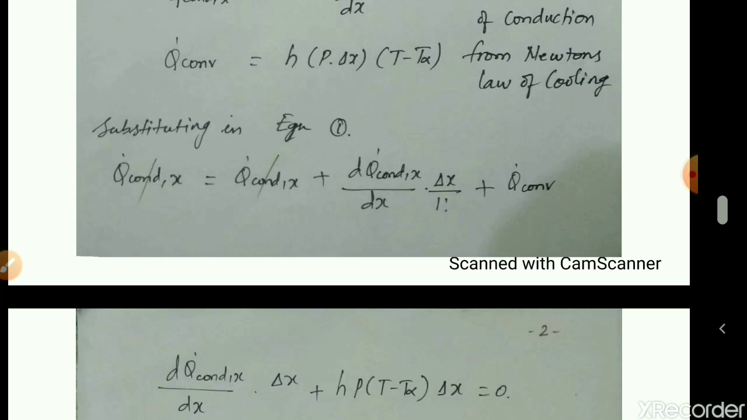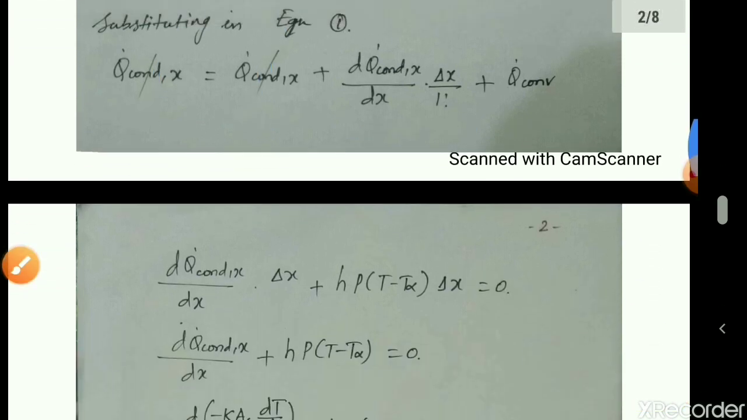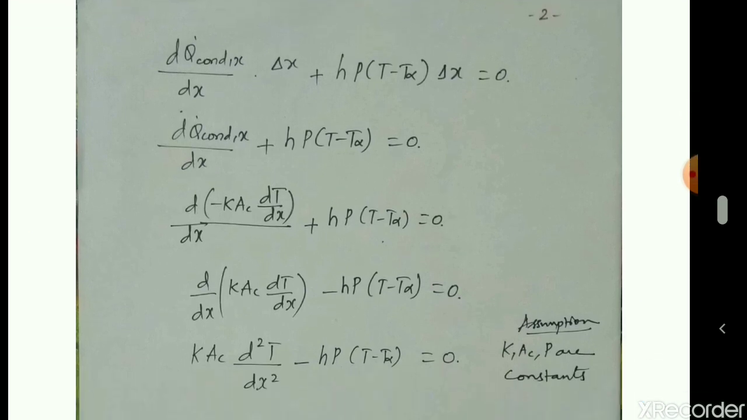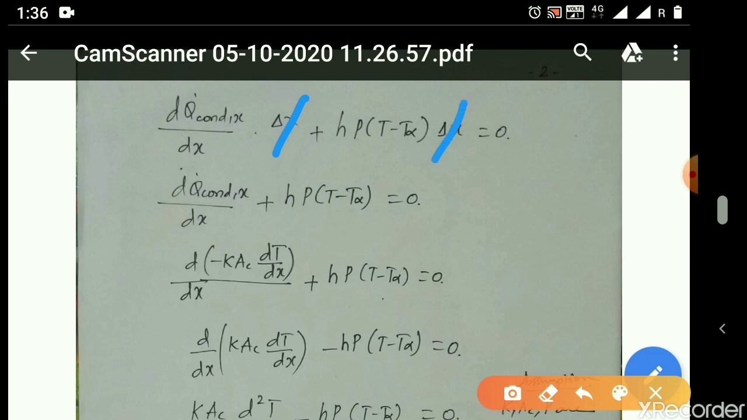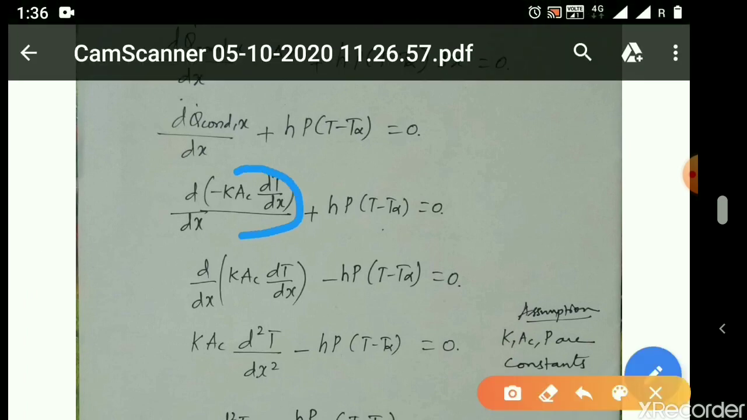Now we substitute Q dot conduction at x plus delta x in equation 1. So what we get is Q dot conduction at x equals Q dot conduction at x plus dQ dot by dx into delta x plus Q dot convection. Here on both sides we have Q dot conduction at x, so we can cancel it out. Now we can substitute Q dot convection as hP into delta x into T minus T infinity. Here on both expressions we have delta x, so we can cancel delta x also, and we can substitute Q dot conduction as minus kA into dT by dx.